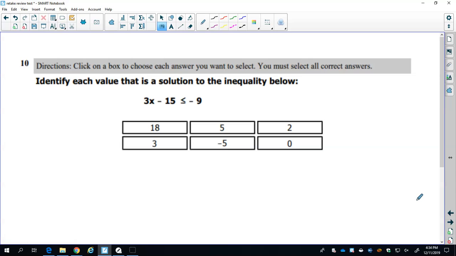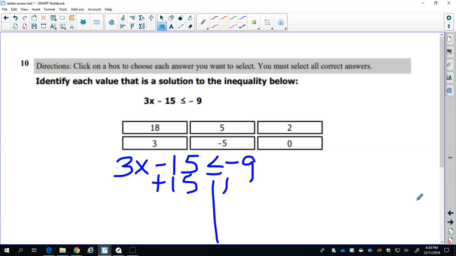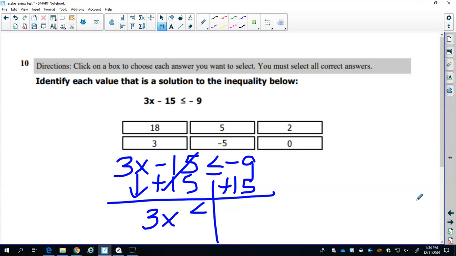All right, number 10, we're looking for solutions, each value. So there's more than one answer. Remember, with inequalities, they have more than one solution. So I'm just going to take this over here. 3x minus 15 is less than or equal to negative 9. I'm going to add 15 to both sides. This cancels out, right? Because I'm undoing my subtraction. Bring down my 3x less than or equal to negative 9 plus 15.